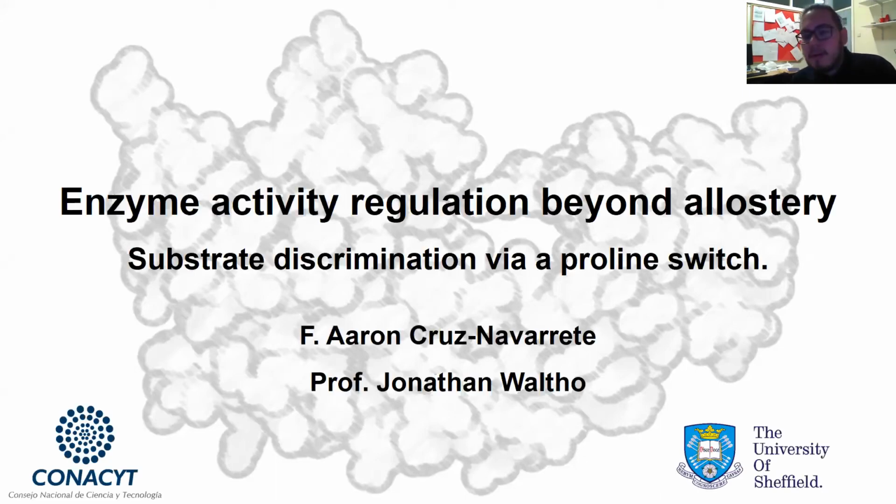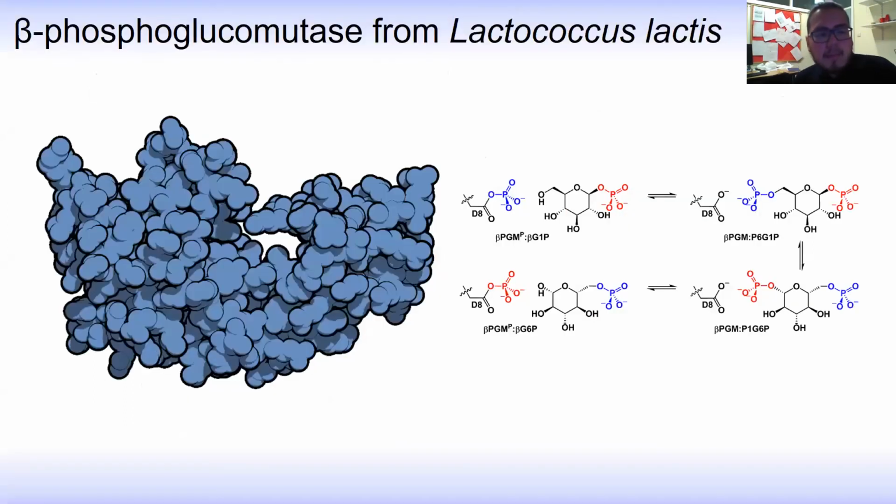This is a talk about my PhD project, which is about to finish soon, hopefully. And it's about enzyme activity regulation beyond allostery, substrate discrimination via protein switch. I work with the enzyme beta-phosphoglucomutase from Lactococcus lactis. It's a monomeric enzyme, 2 domains, 1 active site in the middle, that catalyzes isomerization between beta-glucose 1-phosphate and glucose 6-phosphate via a glucose bisphosphate intermediate.